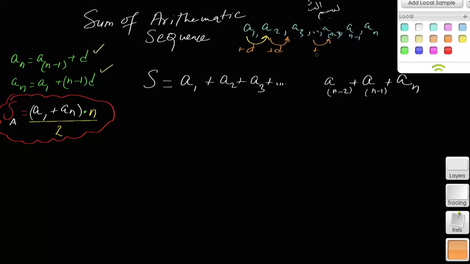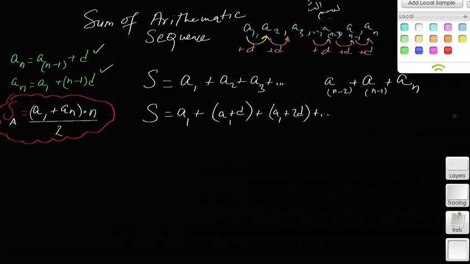Astaghfirullah. That's how we get the terms. So you can just rewrite this as the sum of a sub 1. Now a sub 2 is just basically a sub 1 plus 1 common difference, correct? And then a sub 3 is a sub 1 plus 2 of those differences, right? Plus all the way up to a sub n.